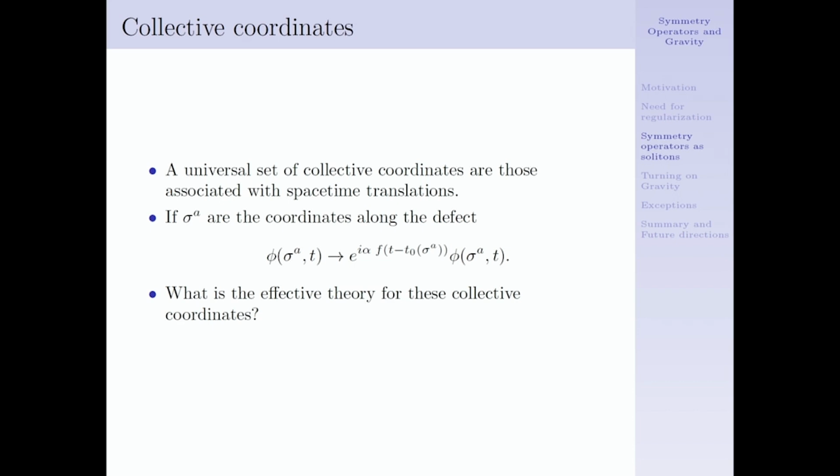So let's start with the universal set of coordinates that always exist on every such object. These are the collective coordinates corresponding to space-time translations along the normal direction of the defect, and we're going to model these coordinates by promoting the position of the defect, T0, into a field that depends on the coordinates parallel to the brane. And the point in the next two slides will be to understand the effective theory for this set of collective coordinates.